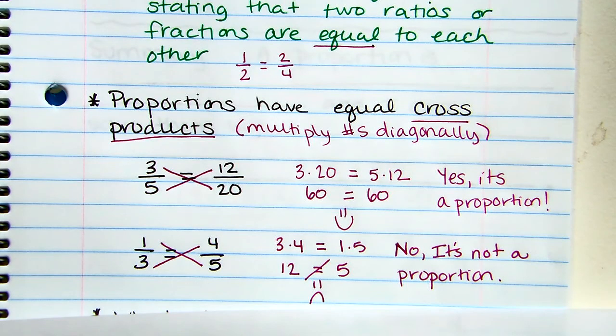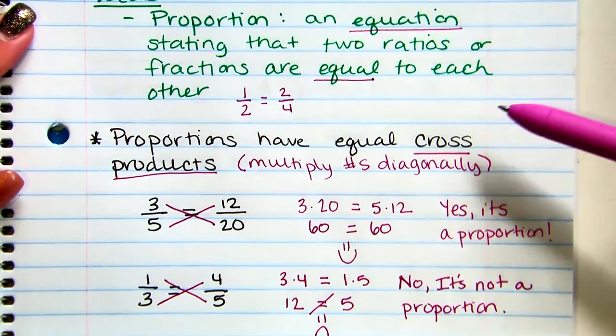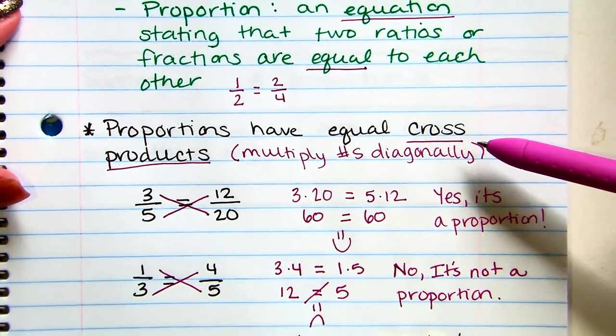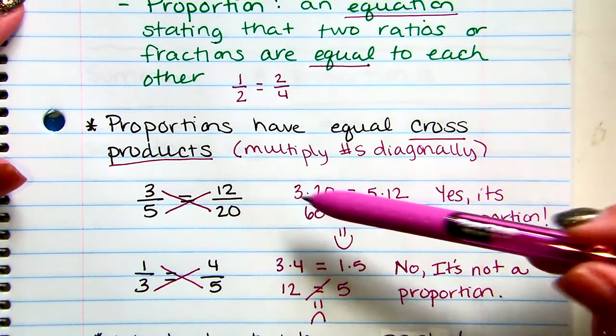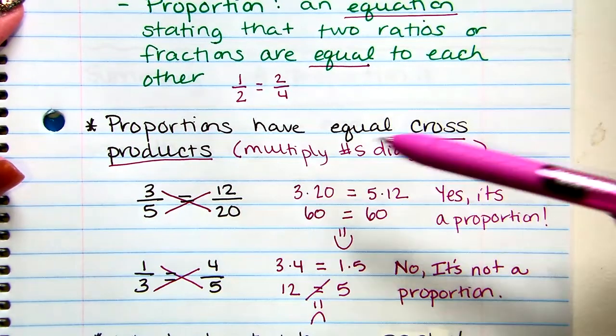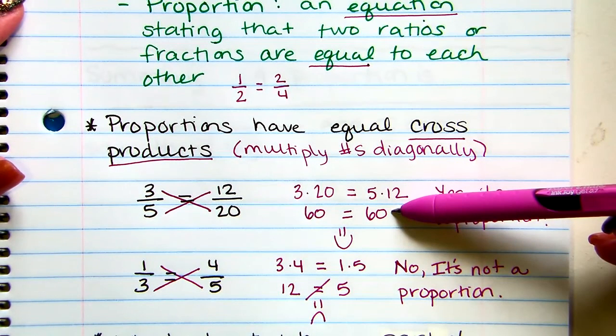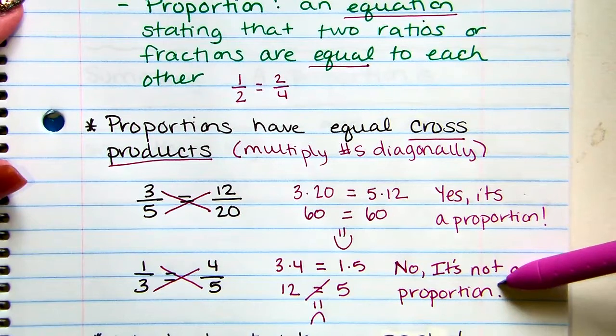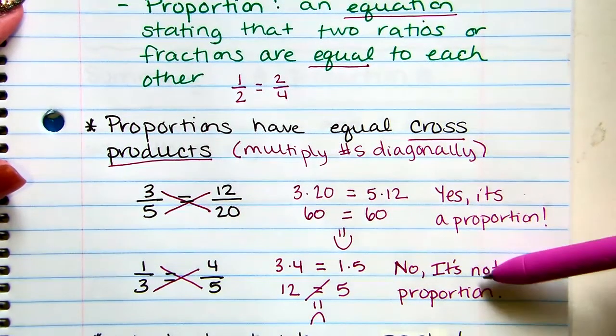Now, if you have any questions still about this section, I'd highly recommend pausing and rewinding it to the place where you need to go in order to understand this concept. So once again, a proportion is an equation stating that two ratios or fractions are equal to each other, and we can determine if they are a proportion by cross-multiplying our numbers together. If the numbers are exactly the same on both sides, then our answer is yes, it's a proportion. If they are not the same on both sides, then our answer is no, it's not a proportion.